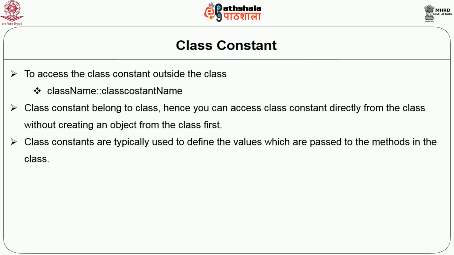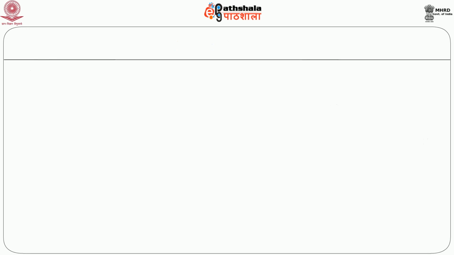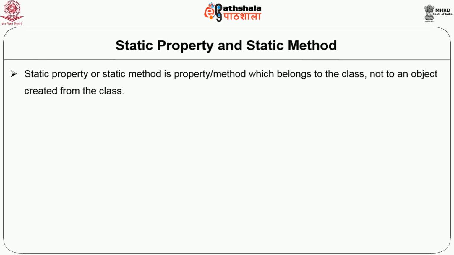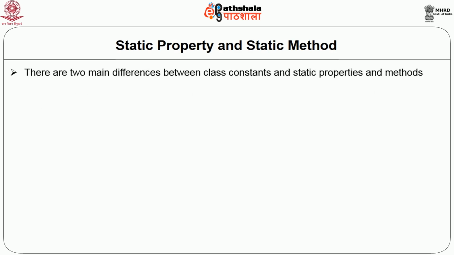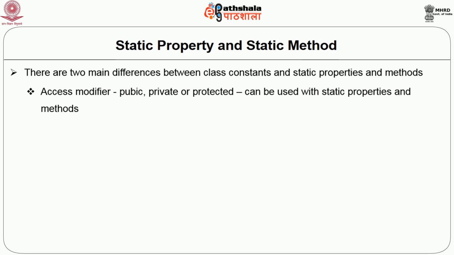Look at here, right? So this is class constant. The next one is static property and method. So static property and static method belong to the class, not to an object created from the class. In some way it is very similar to class constant, but this is different in mainly two ways. The first way is that for class constant you cannot add an access specifier like private, public or protected, but for static property or method you can add an access specifier like private, public or protected.